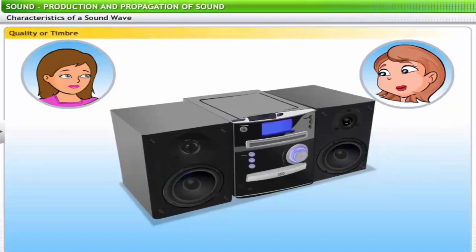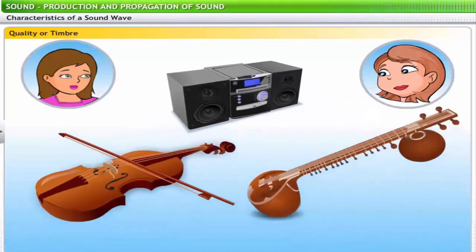Can you tell whether it is a single instrument or two instruments playing? Yes, it is definitely two instruments. One sounds like a violin and the other could be a sitar. You could identify the difference in instruments because of the type of sound you heard, right? Yes.